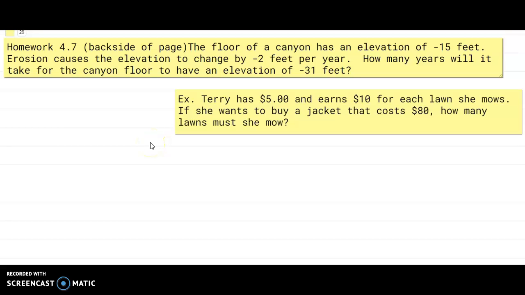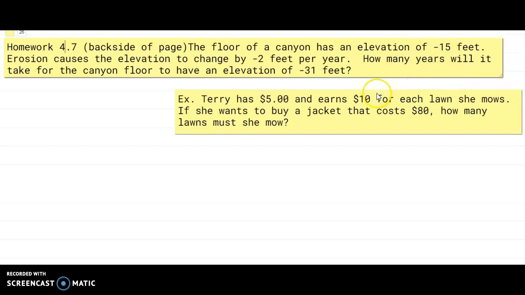Okay, this is for homework 4.7. This is the back side of the page. It's a side where you have just one problem with some examples that show you how to solve the problem. So the problem is the floor of a canyon has an elevation of negative 15 feet. Erosion causes the elevation to change by 2 feet per year. How many years will it take for the canyon floor to have an elevation of negative 31 feet?